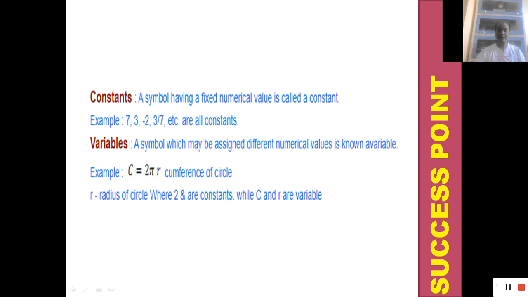Now we discuss variables. A symbol which may be assigned different numerical values is known as a variable. For example, C is equal to 2 pi r. Here r is the radius, which can vary, like 2 and other values, hence C and r are the variables, and 2 is a constant and pi is also a constant, since the value of pi is 22 upon 7.